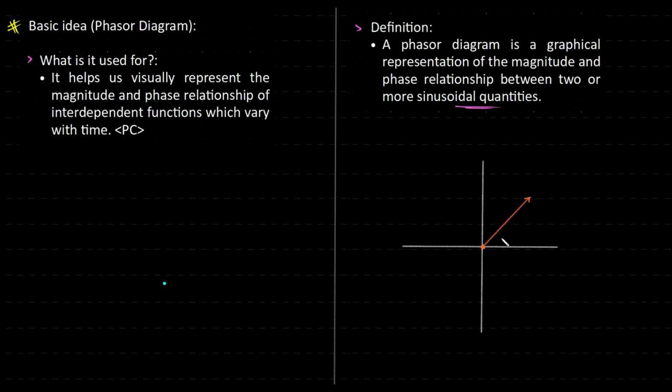It's not that we need to have different lengths. The amplitude need not be different. It can be the same, or it can be different. So here we have two vectors, two phasors, and we are making use of the projection onto the y-axis, and so on and so forth.